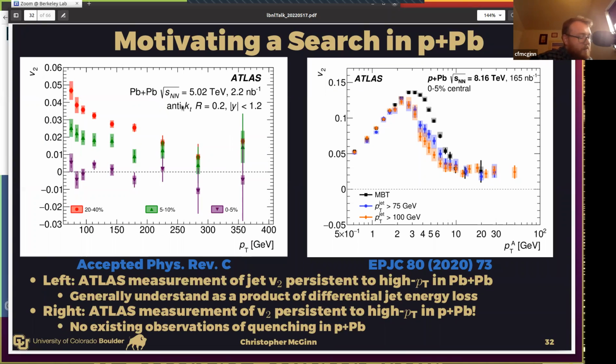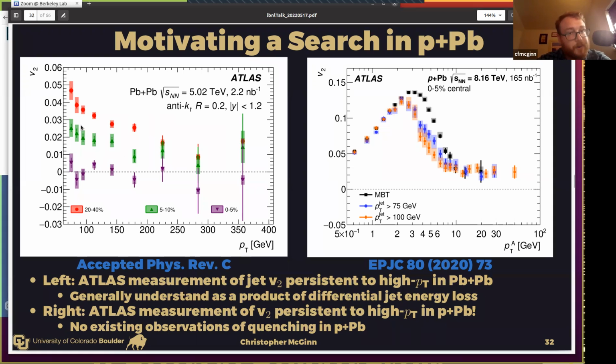So this is a search for quenching that I need to motivate. The left-hand side is a recent plot by ATLAS of jet v2. It shows persistent jet v2 to very high pT in jets in multiple centralities. In 0 to 5%, you don't really have a pronounced v2. However, in 5 to 10% and in 20 to 40%, I think it's clear that you do have this persistent v2. Now, this is generally understood as a product of differential jet energy loss in lead-lead.